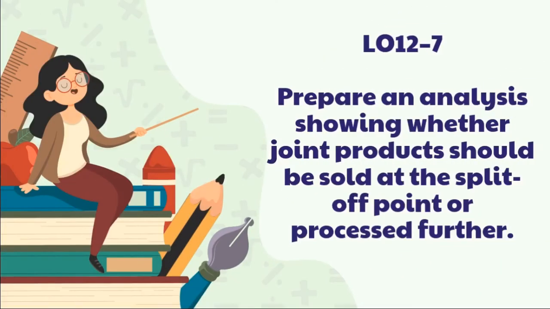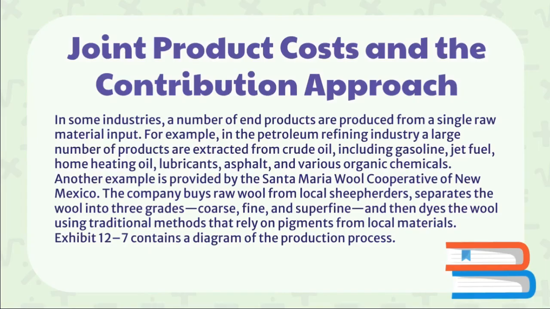Learning objective number 7 is to prepare an analysis showing whether joint products should be sold at the split-off point or processed further. Joint product cost and the contribution approach. In some industries, a number of end products are produced from a single raw material input. For example, in the petroleum refining industry, a large number of products are extracted from crude oil, including gasoline, jet fuel, home heating oil, lubricants, asphalt, and various organic chemicals.